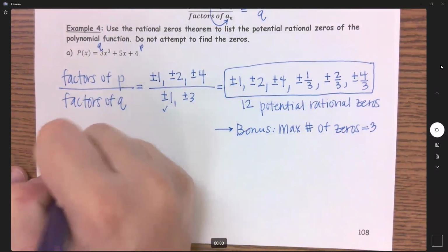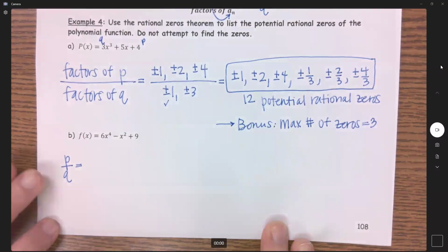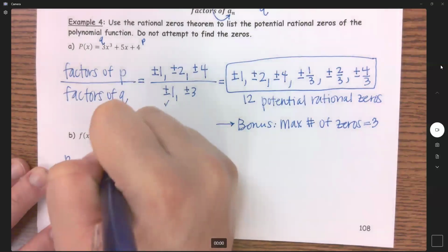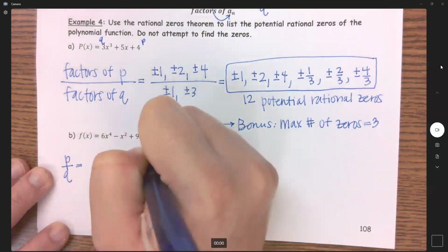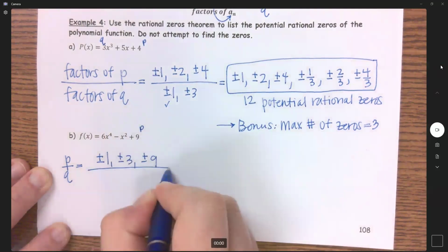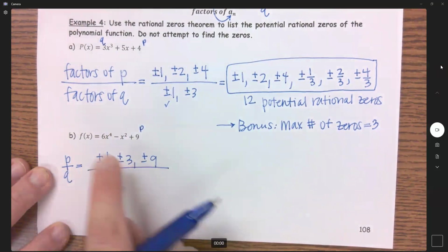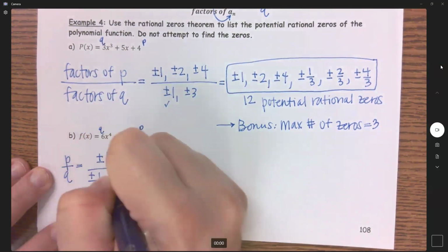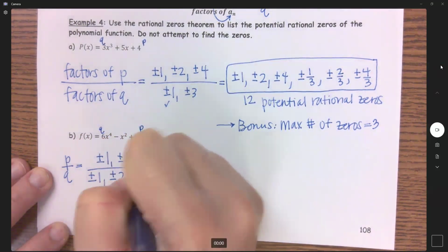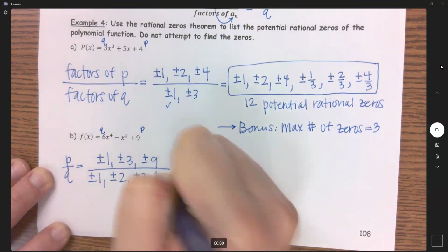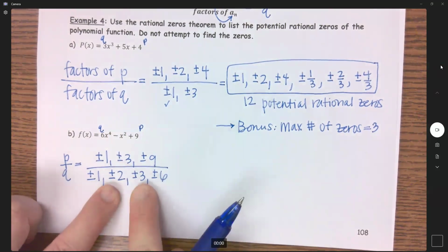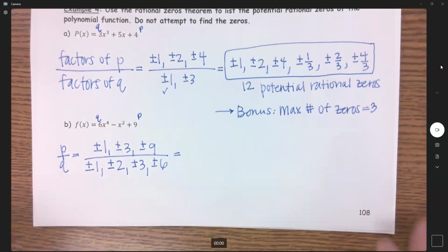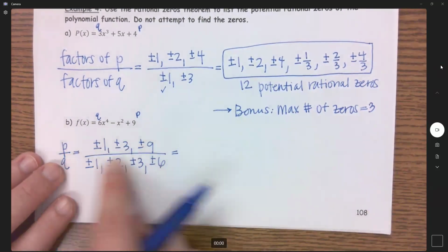So now let's list our P over Q. Our P is 9. So that is plus or minus 1, plus or minus 3, and plus or minus 9. 1 times 9 and 3 times 3. And then my Q is the 6. So we have plus or minus 1, plus or minus 2, plus or minus 3, and plus or minus 6. 1 times 6 and 2 times 3. So now we're going to divide everything in the top by everything in the bottom.